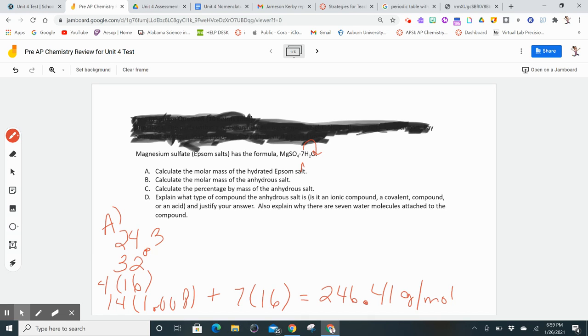Okay. B, calculate the molar mass of the anhydrous salt. Well, the anhydrous salt, that means without water. So I would simply subtract out the water, or I would just add these three together, and that would give me my anhydrous salt. So 24.3 plus 32 plus 64 is 120.3 grams per mole. And this is for the anhydrous.